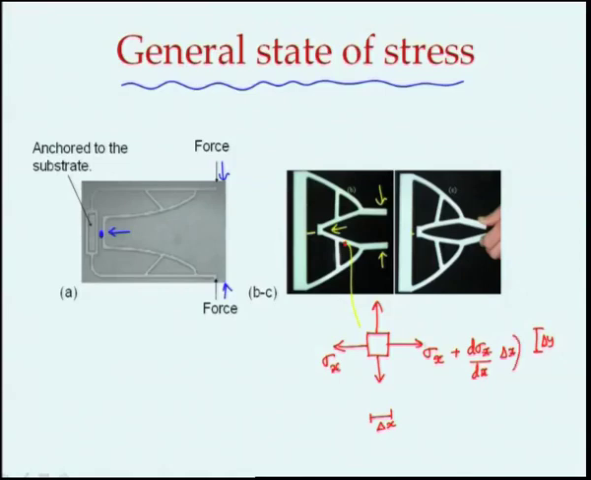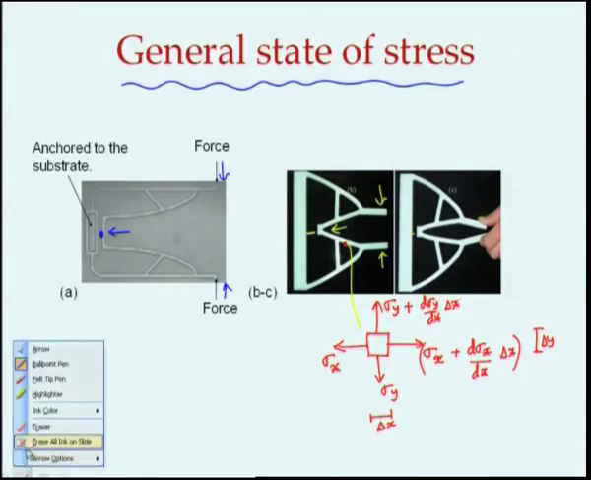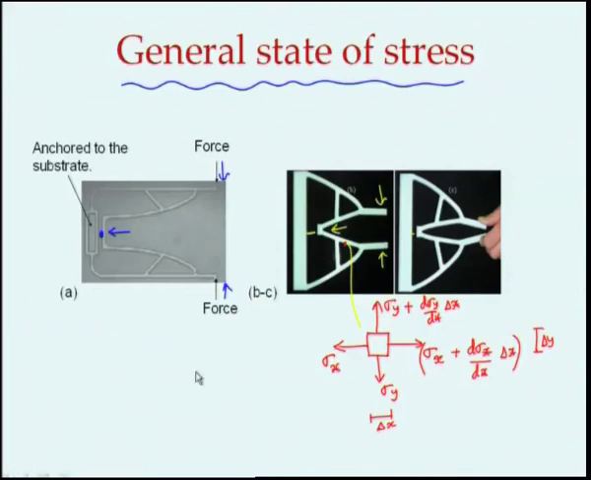That will be the stress on this side, and let us say this is sigma y, and this will be sigma y plus d sigma y by dx times delta x. In addition to the two normal stresses we have shown, there will also be a shear stress that will act on it like this and also like this. That we denote by tau xy.